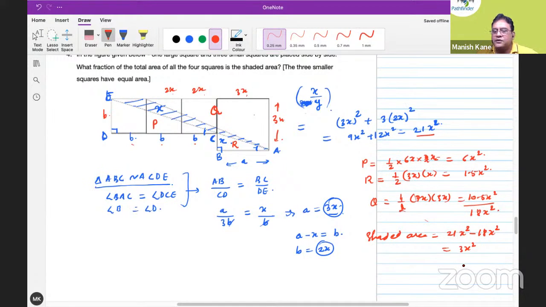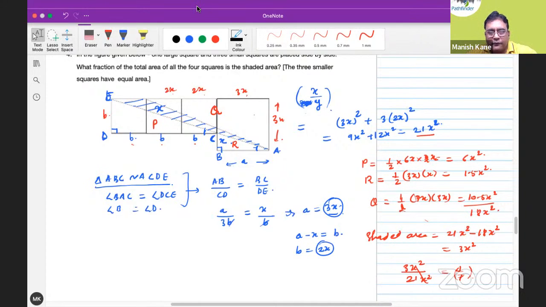But this is not the answer. I want the shaded area as a fraction of the total area. So we need 3x square upon 21x square, which is 1 by 7. Is the solution clear to you? It's a beautiful question, I would say. Is the solution clear to you all?